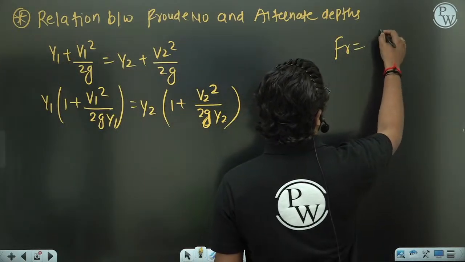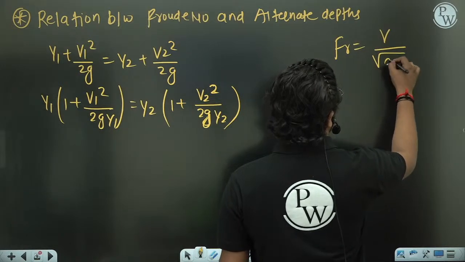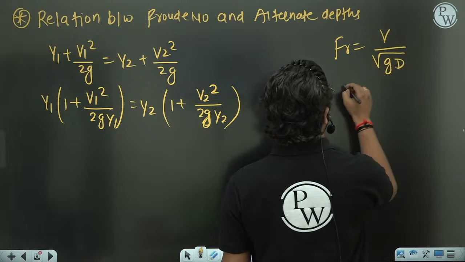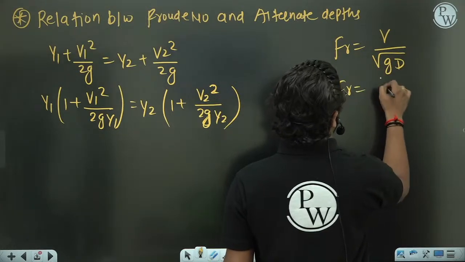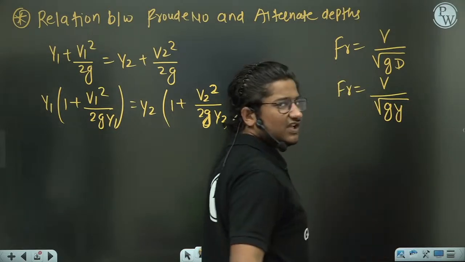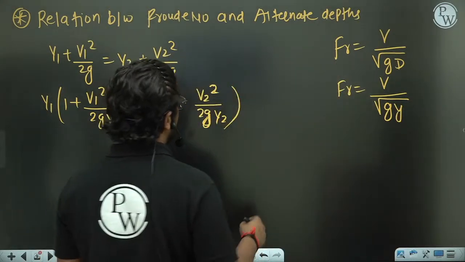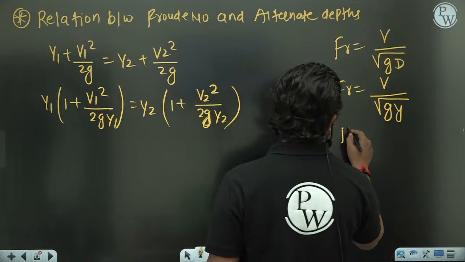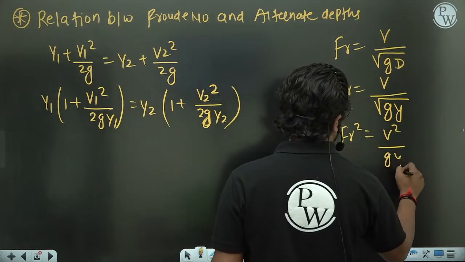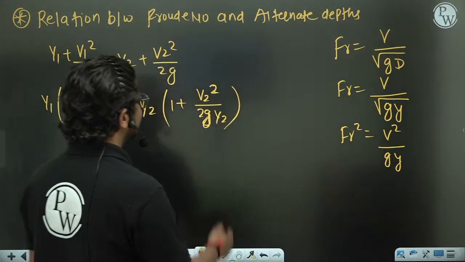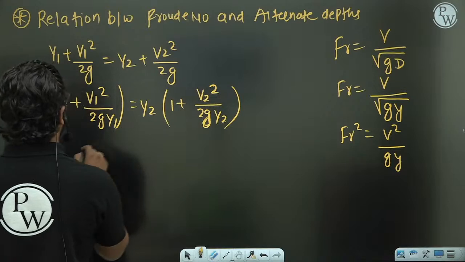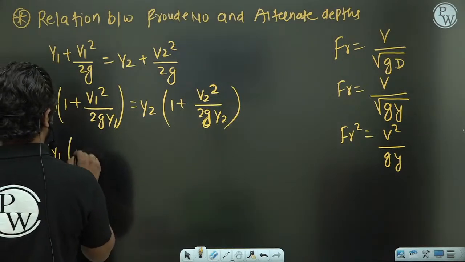I have already given you: Froude number is v upon root under g into d. You know that for a rectangular section, the hydraulic mean depth d is nothing but y. So basically d is equal to y. So Froude number Fr squared, if I write, will be v squared upon gy. Anyone having any doubt? No, sir. So v squared upon gy. Can I write Fr in place of this? Yes, you all can write, sir.